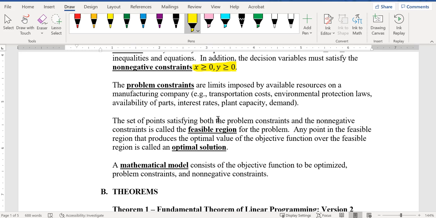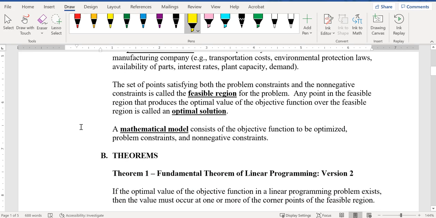All right, any point in the feasible region that produces the optimal value of the objective function over the feasible region is called an optimal solution. A mathematical model consists of the objective function to be optimized, the problem constraints, and the non-negative constraints. So we're going to go look at a mathematical model here in just a minute.